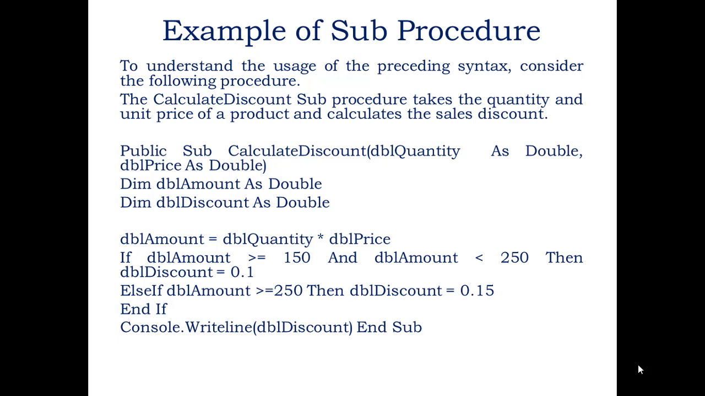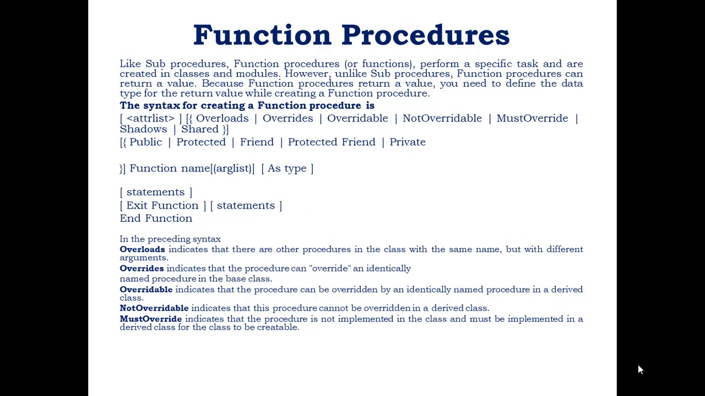The first type of procedure is the sub procedure. The second type of procedure is the function procedure. Like sub procedures, function procedures or functions perform a specific task and are created in classes and modules. However, unlike sub procedures, function procedures can return a value. Because a function procedure returns a value, you need to define the data type for the return value while creating a function procedure. Sub procedures do not return any value. Function procedures only return a value.